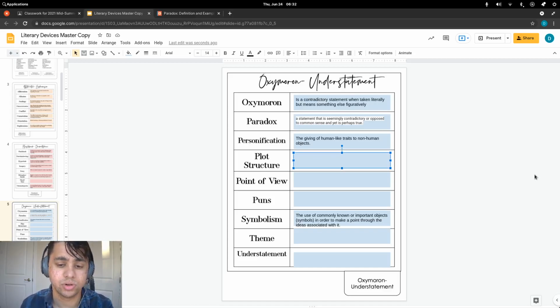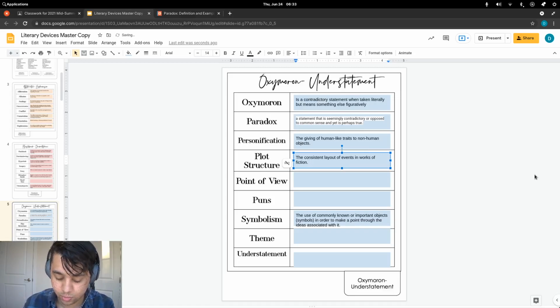So plot structure. Plot structure is going to be the consistent layout of events in works of fiction. And then we'll do a little colon right there so that we can talk about those actual events.